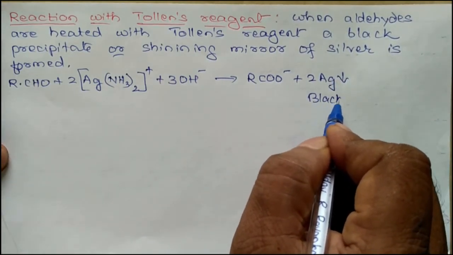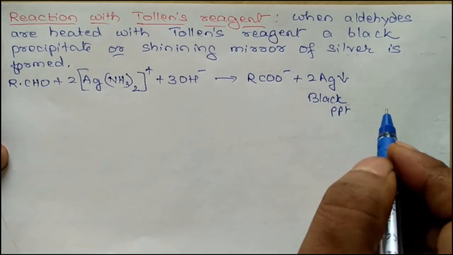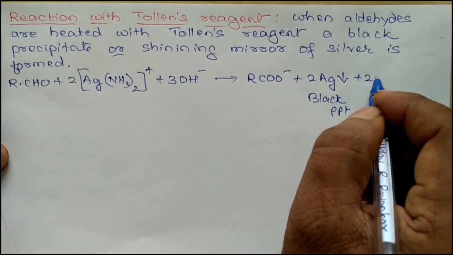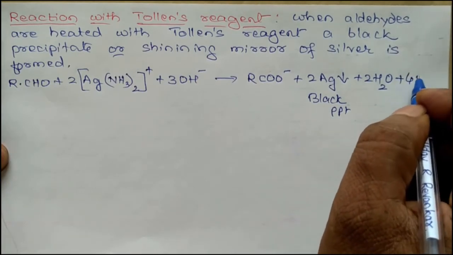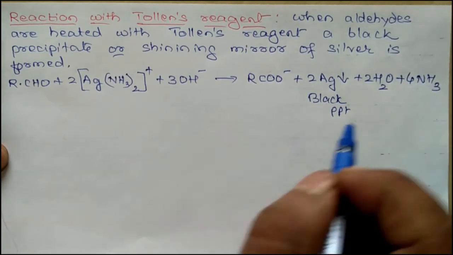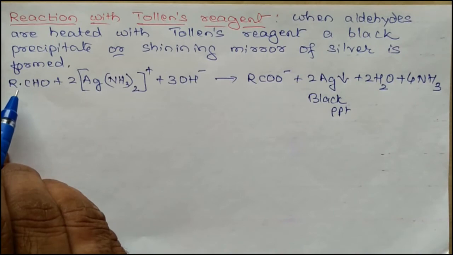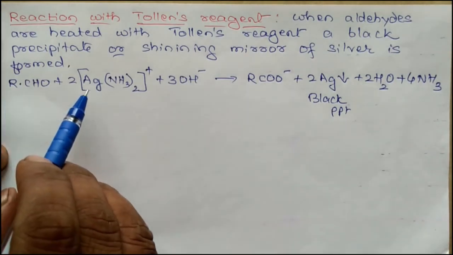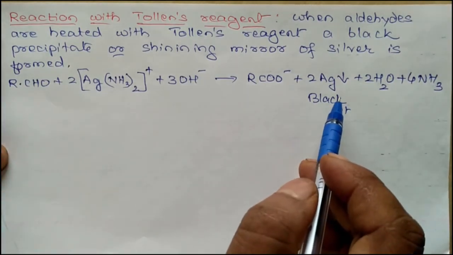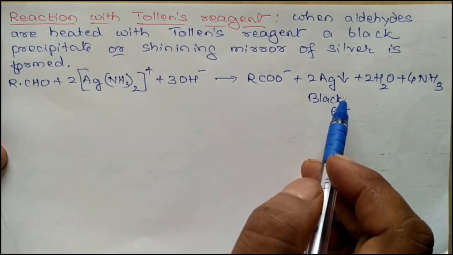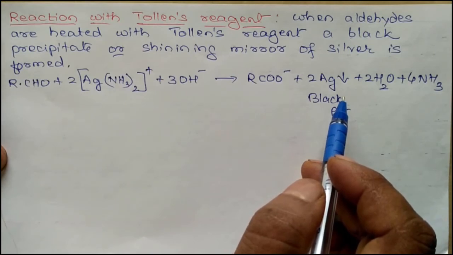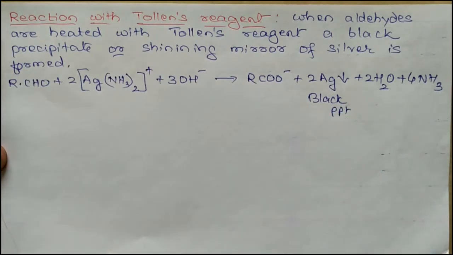black precipitate, plus 2H2O plus 4NH3. Aldehydes, when heated with Tollens reagent, give a black precipitate or shining mirror of silver. This particular reaction is answered only by aldehydes but not ketones, and this is the confirmatory test for aldehydes.